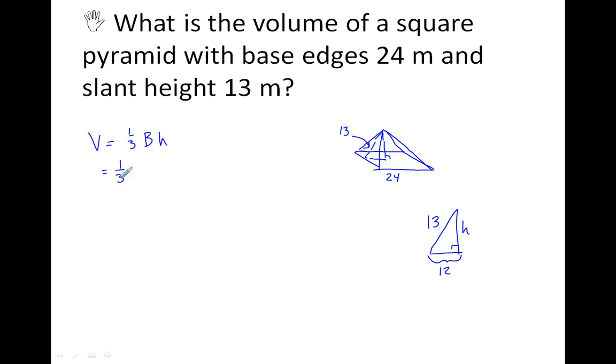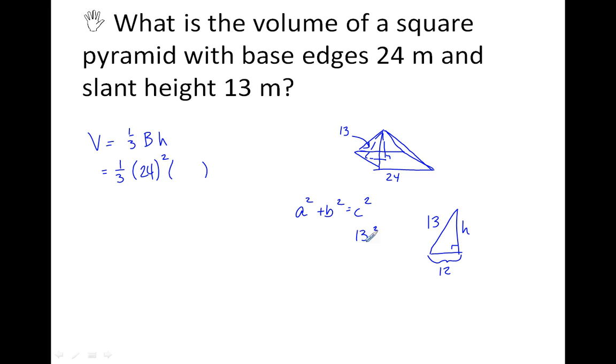Let's go ahead and plug in what we know. The area of the base, since it is a square pyramid, is going to be 24 squared. And we just need the height. Now you may recognize this as a particular type of right triangle. If not, again, a squared plus b squared equals c squared.